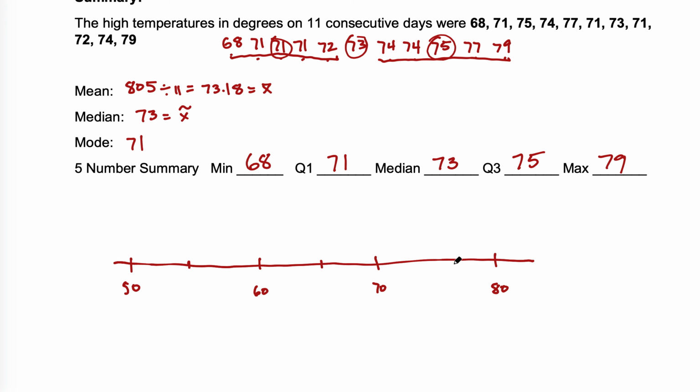So 68 is the smallest number. You know what? I think I'll go a little bit farther to help show. Okay, so 68. So we've got 65, 66, 67, 68. 68, 71, 73, 75, and 79.